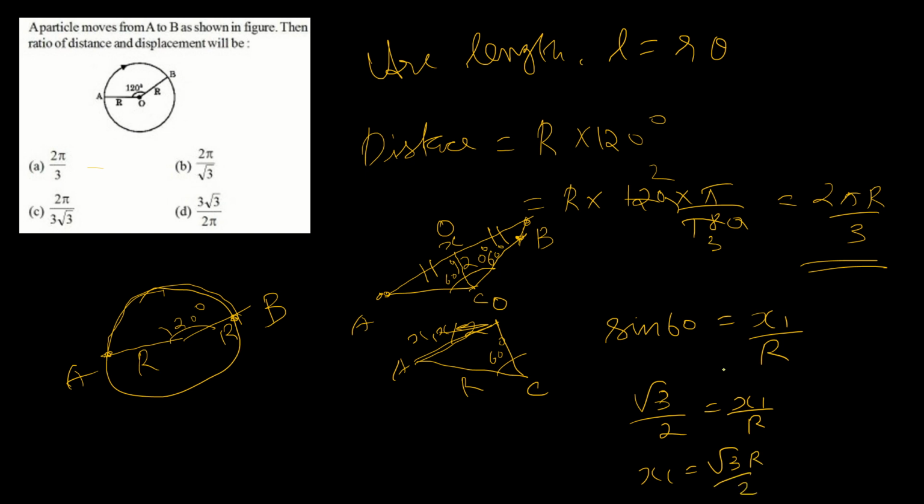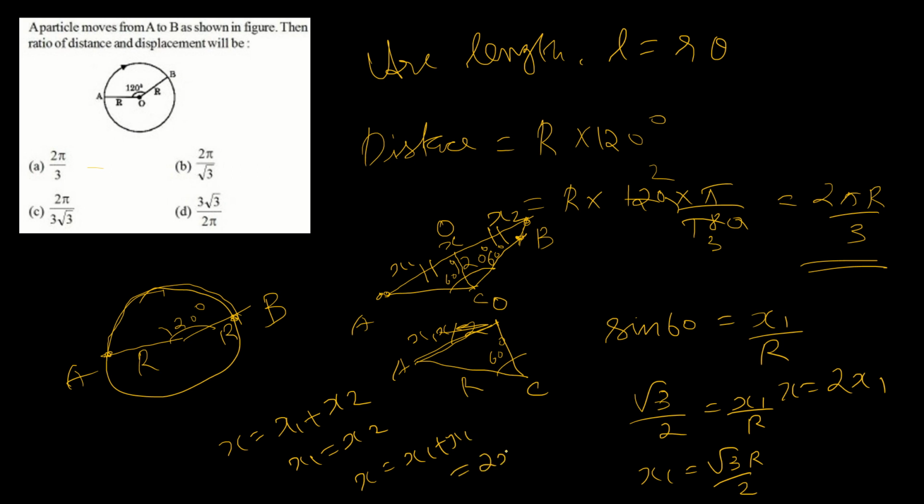I need to find x. What is x? x is equal to 2x1, because I'm dividing this as x1 and x2 such that x1 equals x2, which means x equals x1 plus x2, which is x1 plus x1, equal to 2x1. So that's how this 2x1 came into being. So x is equal to 2x1, which means what?